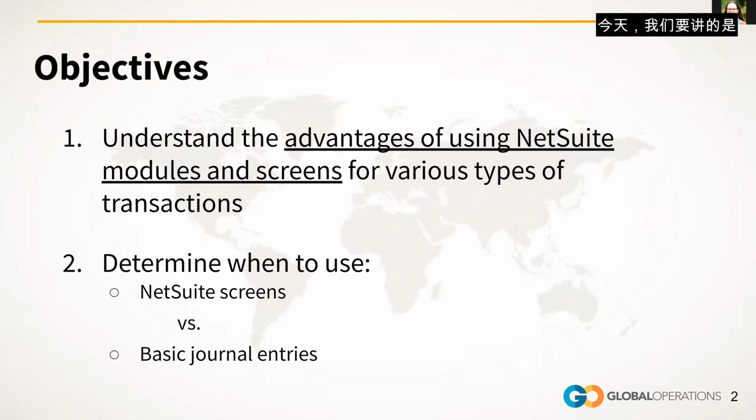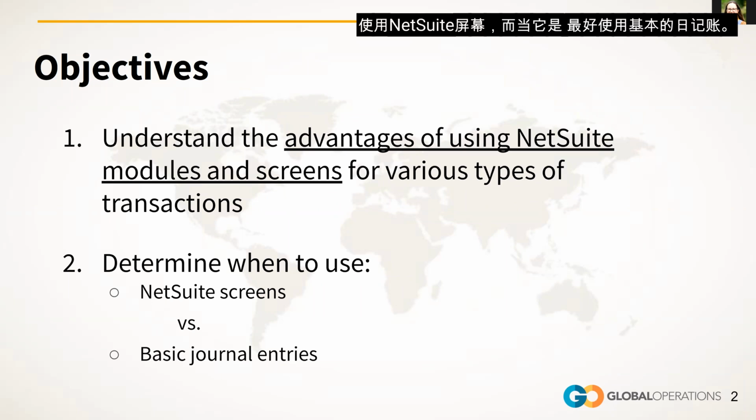Today, we're going to talk about NetSuite modules and screens. And we have two objectives that should be met by the end of this training. Number one is to understand the advantages of using NetSuite modules and screens for various types of transactions. Number two, to be able to determine when to use NetSuite screens and when it's better to use basic journal entries. Now, we will not be teaching today about how to use each of these NetSuite modules and screens in detail. We will just be looking at how to know when to use what type.